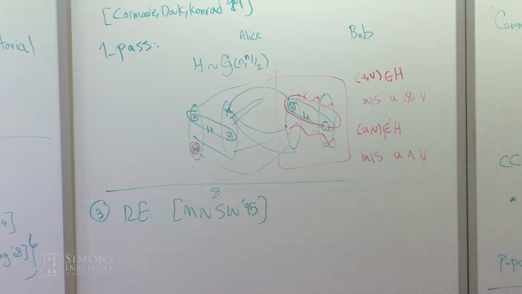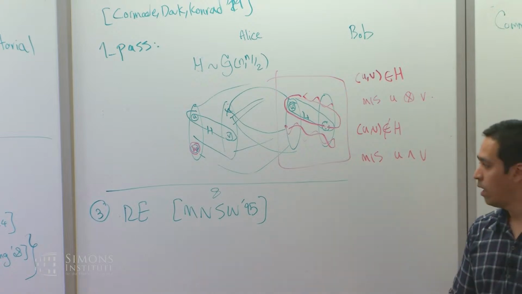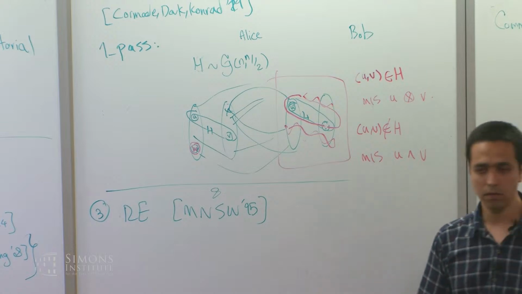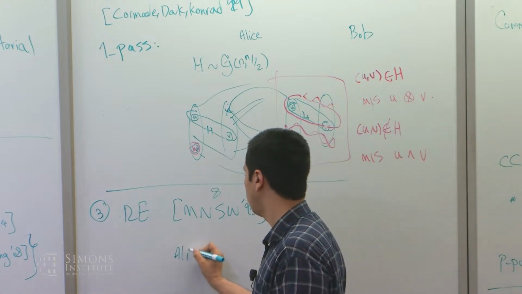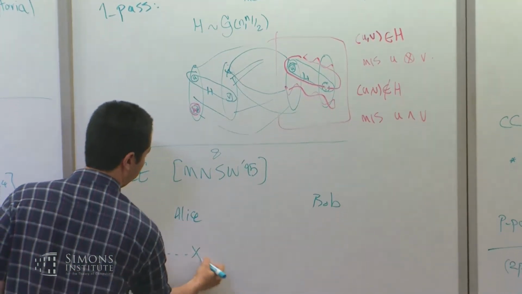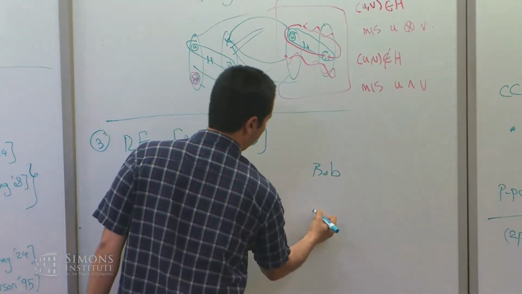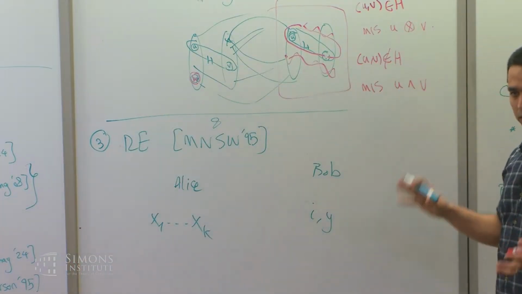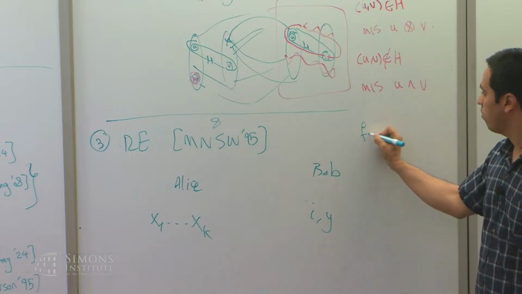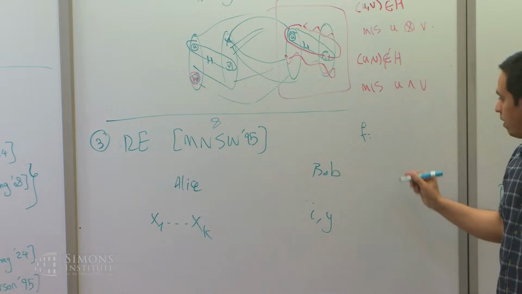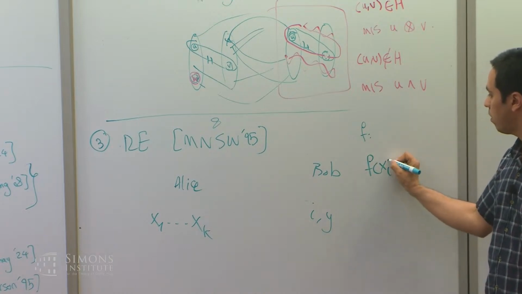This is a technique for proving more than one round lower bounds, bounded round lower bounds. It basically allows you to prove an R round lower bound from an R minus 1 round lower bound. So I have Alice and Bob. Alice has the input x1 to xk. Bob has i and y. The big problem is the following: there is some function f. The general communication problem they have to solve is what is f of xi and y.